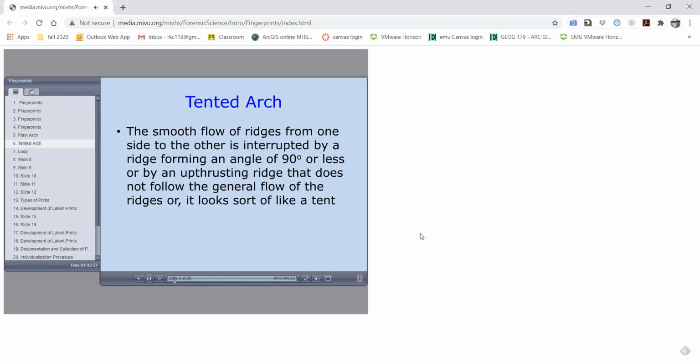Now a tented arch is a little bit different. The smooth flow of the ridge from one side to the other is interrupted by a ridge forming an angle of 90 degrees or less, by an up-thrusting ridge that doesn't follow the general flow of the ridges. So it looks sort of like a tent. It's not a smooth flow.